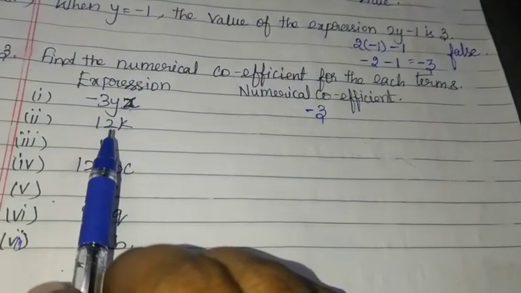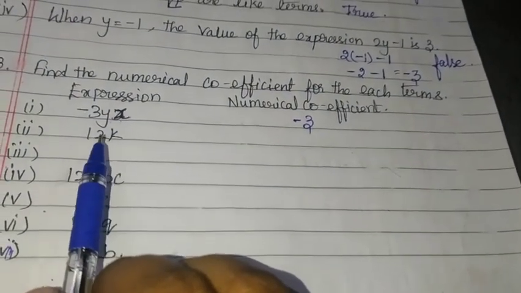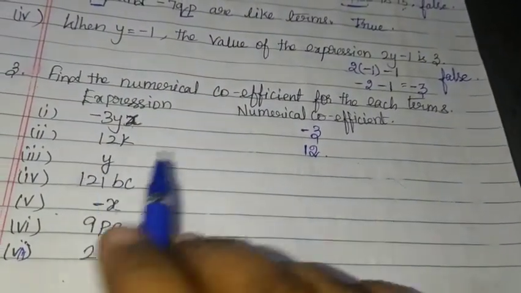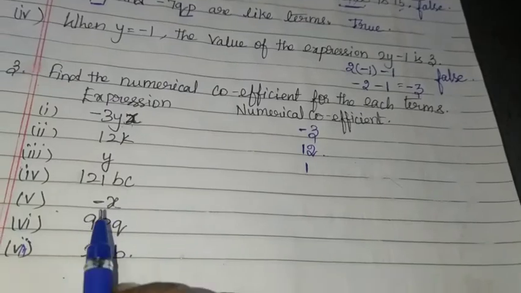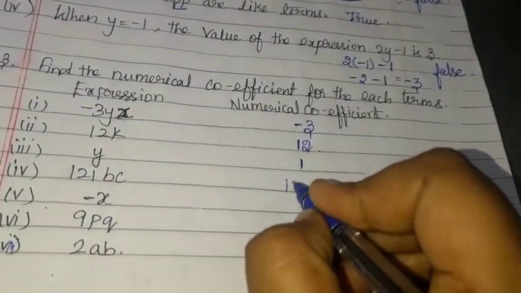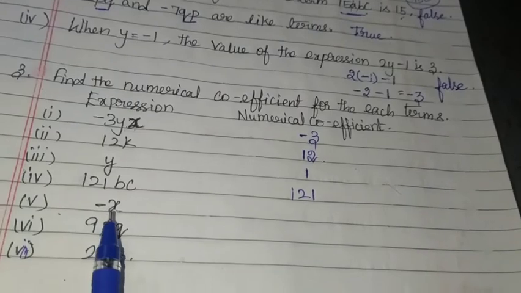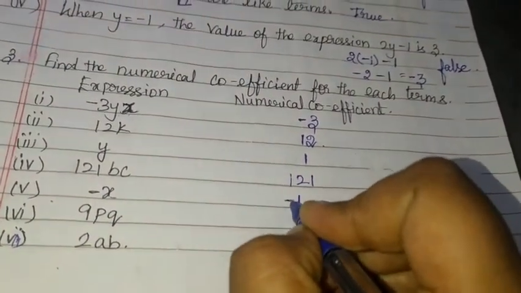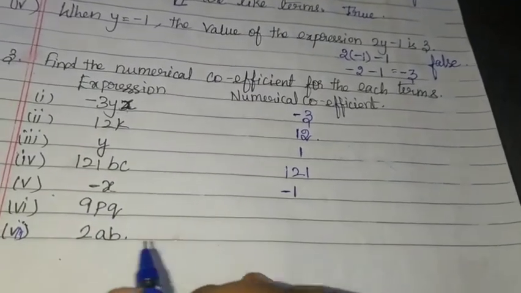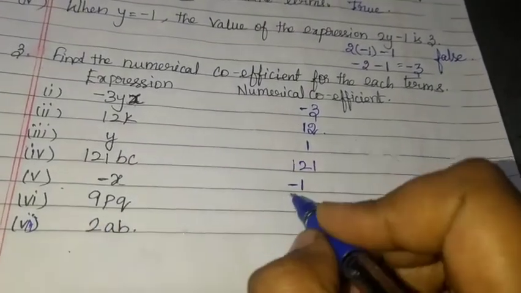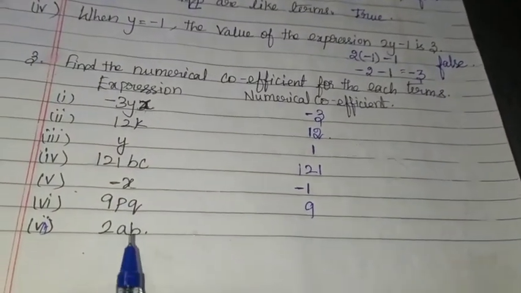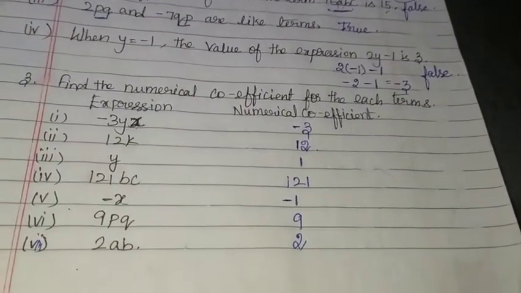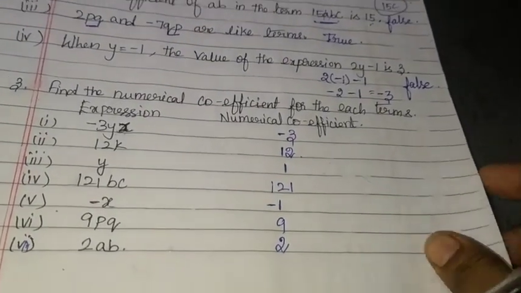Okay. So next is 12k. In this expression 12 is the numerical coefficient. Here only y is there, no number before it, which means we have to give 1. Here also no number is there. Okay, we have to give 1, but before that minus is there, we must give the minus if it is there. Okay, 9PQ is there, before that 9 is there. Okay. So for 2AB the numerical coefficient is 2. Okay wow. That's it children. Very much simple.